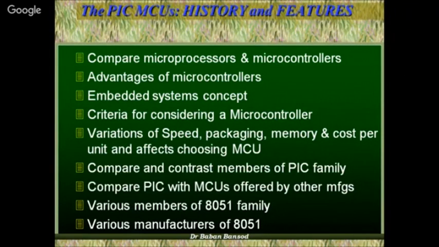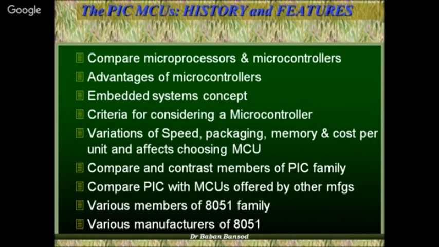Let us see first the PIC microcontroller history and features. We'll see the comparison of microprocessors and microcontrollers, which we touched upon yesterday also. We'll see if there is some difference this time when it comes to PIC. Then the advantages of microcontroller, the embedded system concept. We have already touched upon most of these things, but in the context of PIC, we'll see if there is something more to it.